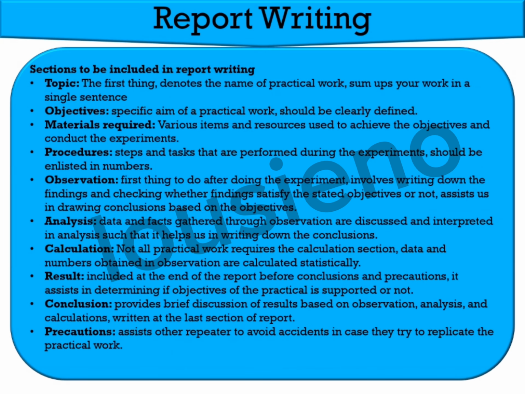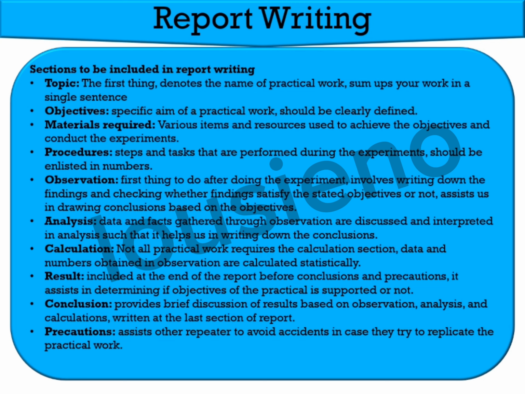Slide 12. Report writing. Sections to be included in report writing. Topic. It is the first thing and it denotes the name of the practical work. It sums up your work in a single sentence. Objective. It is a specific aim of a practical work and it should be clearly defined. Materials required. It is the various items and resources used to achieve the objective and conduct the experiment. Procedure. It is the steps and tasks that are performed during the experiment. It should be enlisted in numbers.